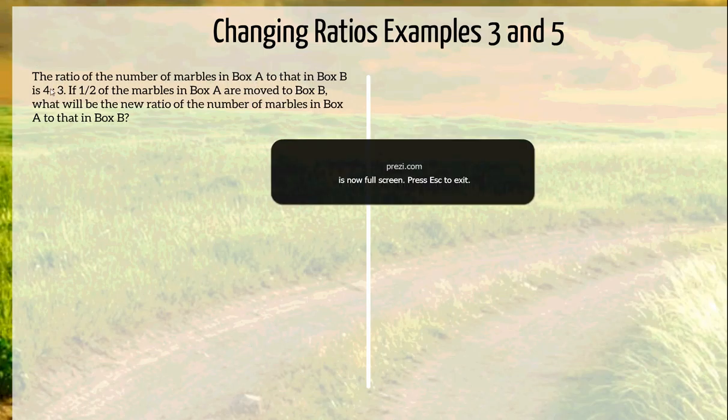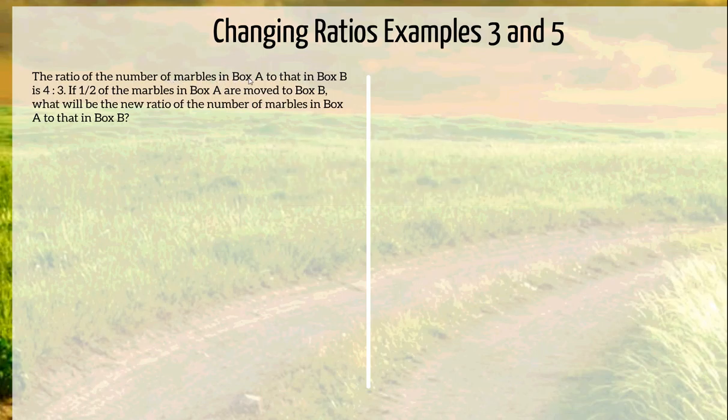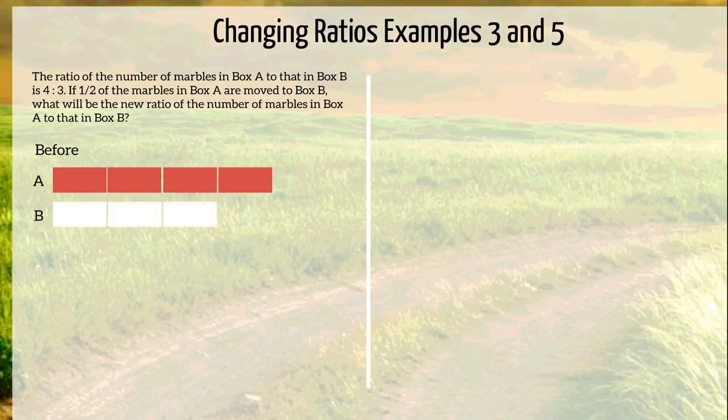We first notice this ratio 4:3, and this represents the number of marbles in box A to the number of marbles in box B. We're going to draw a diagram to represent this. So A is represented by 4 units and B 3 units, 3 blocks.